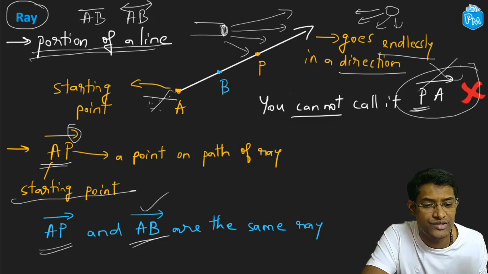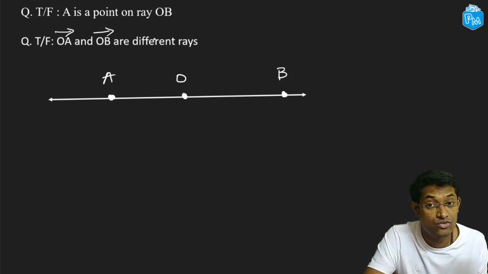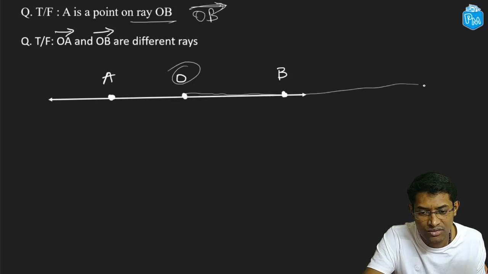Let's try to do a question. We have two true and false questions, and the figure is given over here. Let's read the question. A is a point on ray OB. We have to state whether the statement is true or false. Now what is ray OB? What is the starting point of ray OB? It's over here, right? O is the starting point of ray OB. Ray OB is nothing but OB with a bar on top of it. The starting point of ray OB is O, and it goes on like this on one side.